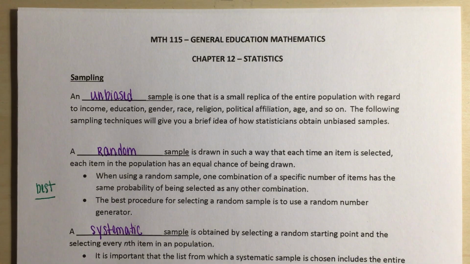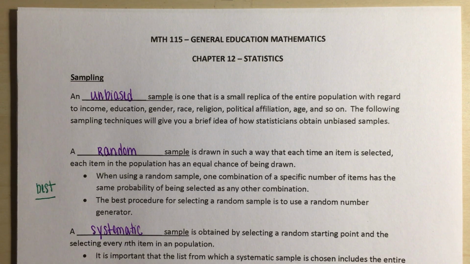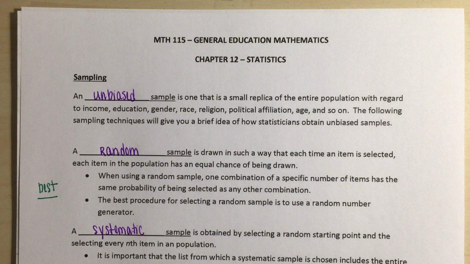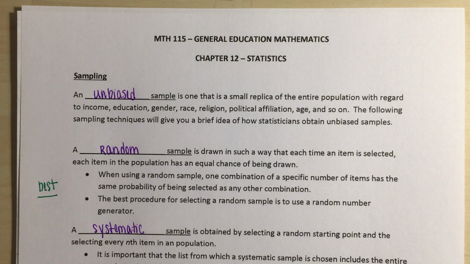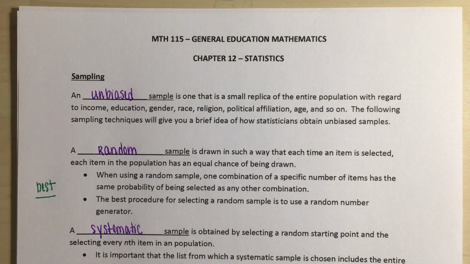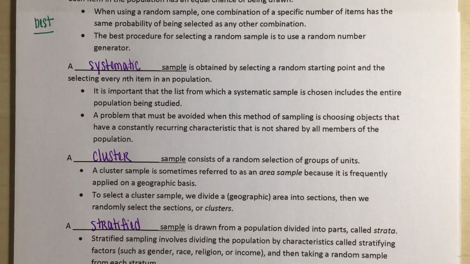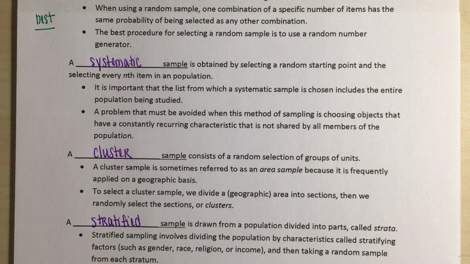A stratified sample is drawn from a population divided into parts called strata. Stratified sampling involves dividing the population by characteristics called stratifying factors, such as gender, race, religion, or income, and then taking a random sample from each stratum. So we're separating it into groups, and unlike the cluster samples where we are selecting entire groups, when we are doing our stratified samples, we're selecting a few people from each group. The use of a stratified sample does require some sort of knowledge of the population.